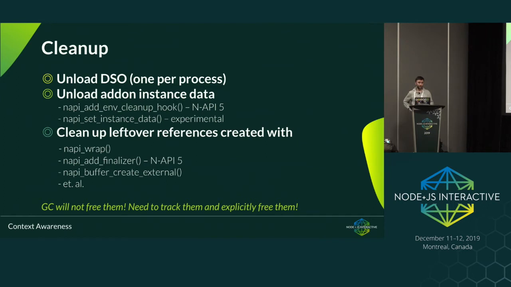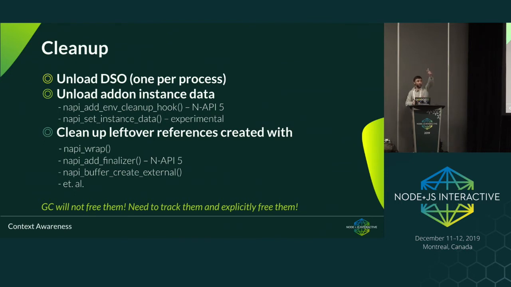Now the other thing that's experimental now is napi_set_instance_data, right? And this is a little bit easier than napi_add_env_cleanup_hook for technical reasons. The technical difference between the two is that when you add a cleanup hook, all it does for you is, you give it a pointer, and at the end of the environment, it gives you the pointer back and says, hey, this was the pointer you gave me, so you better clean it up. And that's it, right? But so what, right? Like, that pointer is not going to be available in your binding, right?